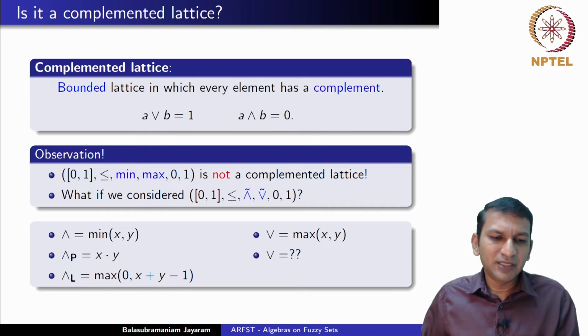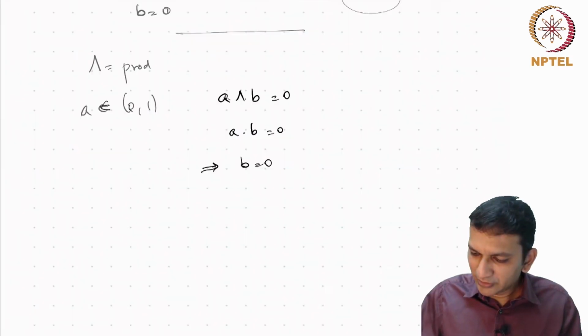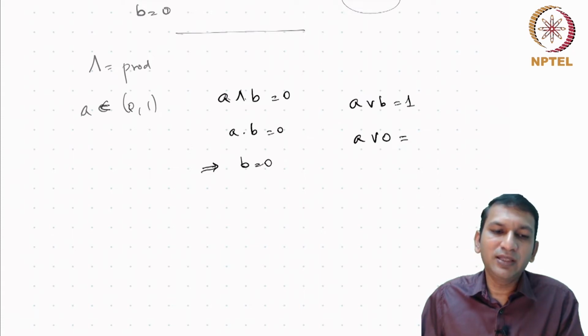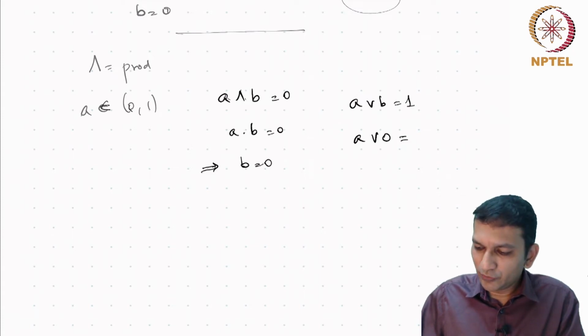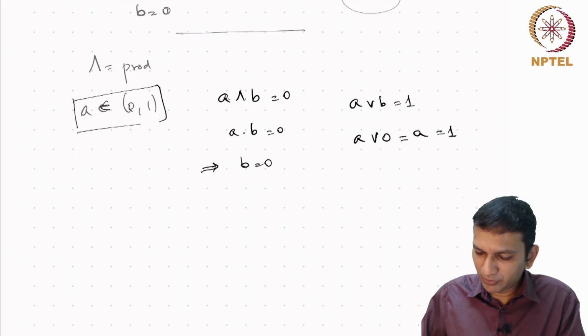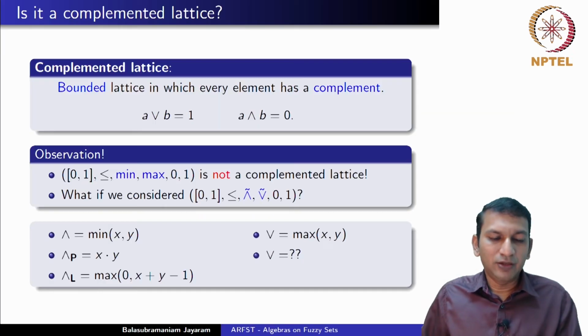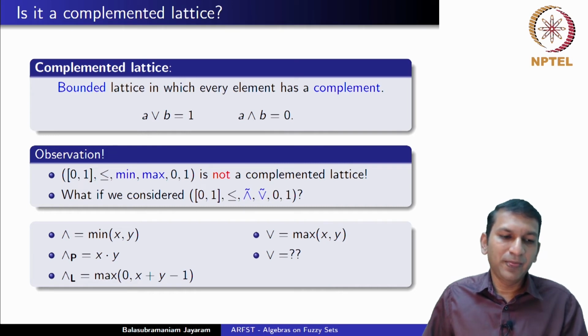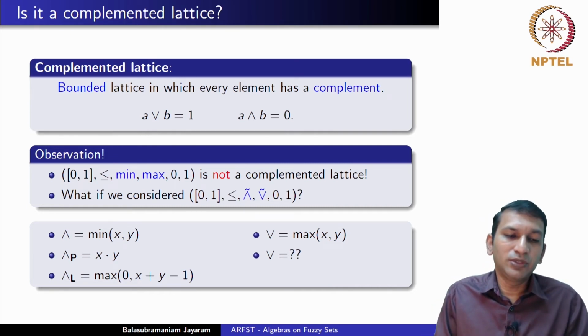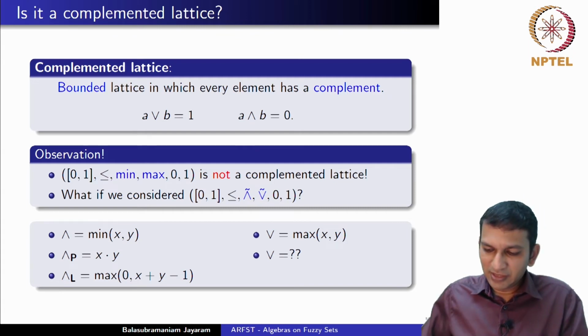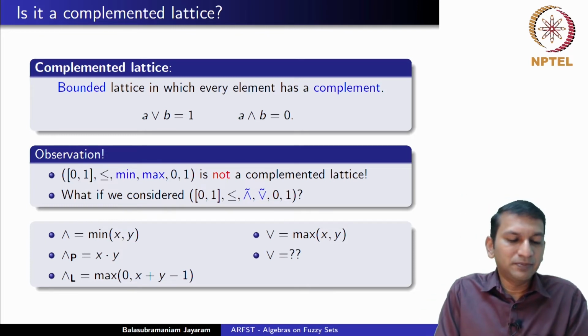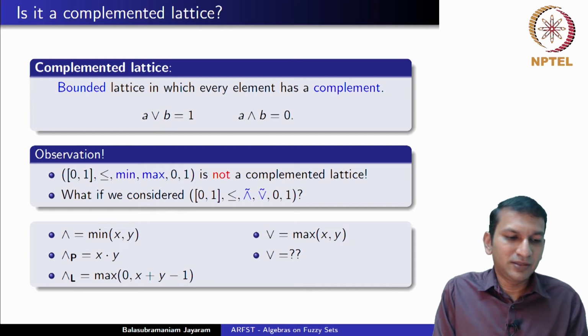But perhaps this is a moot question, because what we want is that A join B should be 1, and in this case it has to be A join 0, but we know that 0 is actually the identity for the join. That means A join 0 will be A, and if it has to be equal to 1, then A has to be equal to 1. But we know that A actually comes from the open interval (0, 1), which means no matter what join operation you consider, we are not going to be able to show the identity A join B is 1, where B is the complement of A. This leaves us with the last of the operations. Let's look at the Łukasiewicz conjunction.